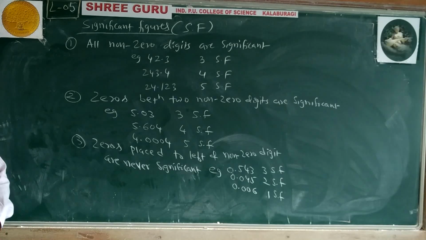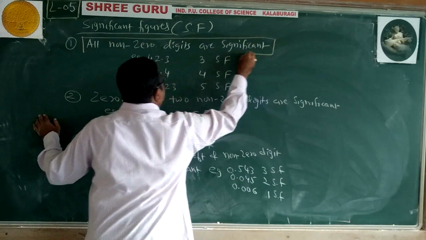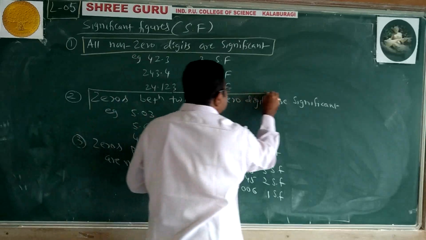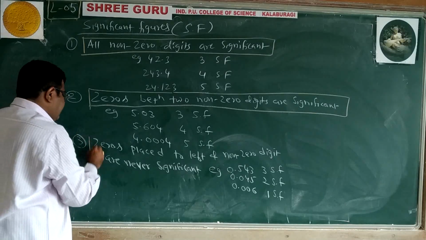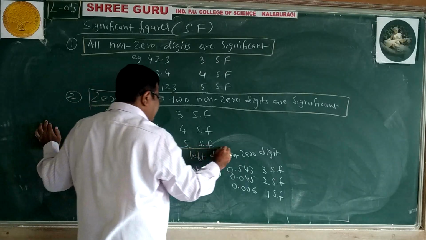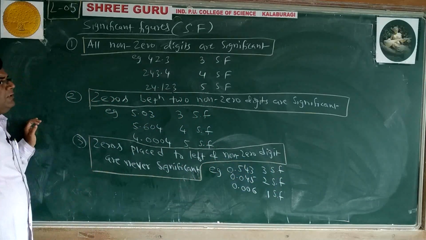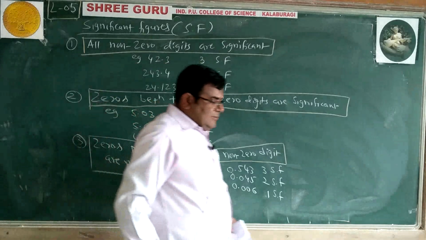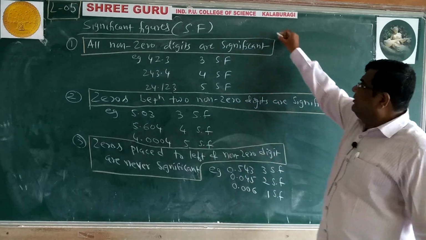So read these rules once again. All non-zero digits are significant. Zeros between 2 non-zero digits are significant, and zeros which are placed to the left of a non-zero digit are never significant. Now apart from that, there are 2 more rules. Yes, they are very important. We are giving examples in the rules only so that it becomes more clear.